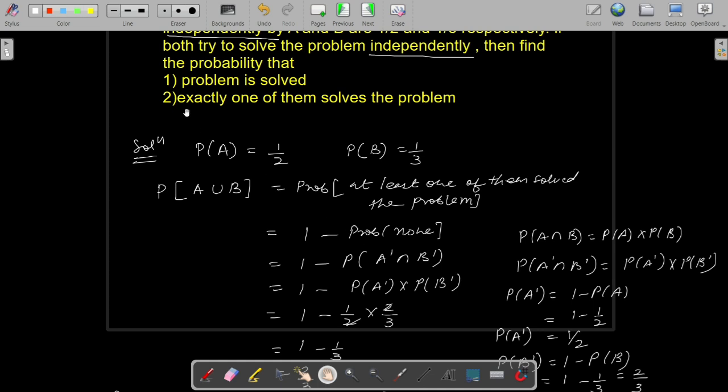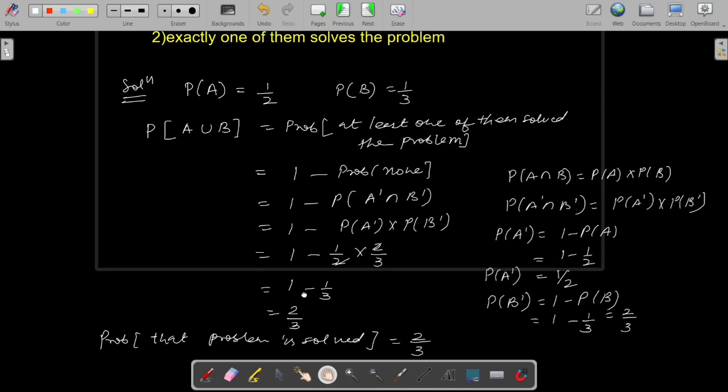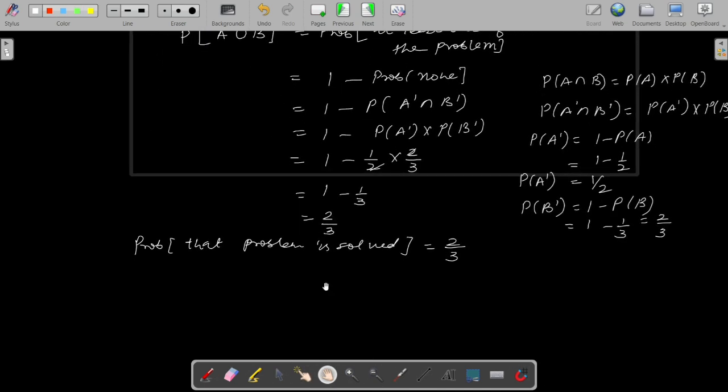Now next is exactly one of them solves the problem. What does exactly one mean? Means A solved the problem but B not, or B solved the problem but A not. One of the two solved the problem. Now second, probability exactly one of them solved the problem.